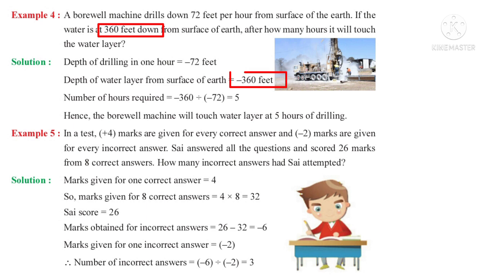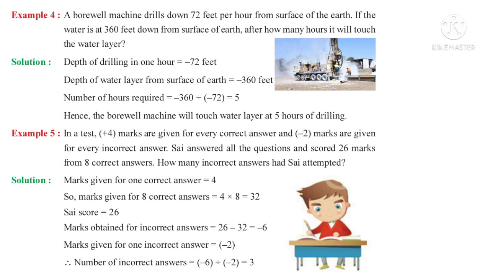Here observe the word 360 feet down. Down indicates minus, so minus 360 feet. And also number of hours required equal to. Here observe the number minus 72 is a negative number. So instead of subtracting 72 repeatedly from 360, we just do division, that is minus 360 by minus 72. On simplification, minus divided by minus is plus, 72 5 times, so 5 hours. Hence the borewell machine will touch the water layer at 5 hours of drilling.